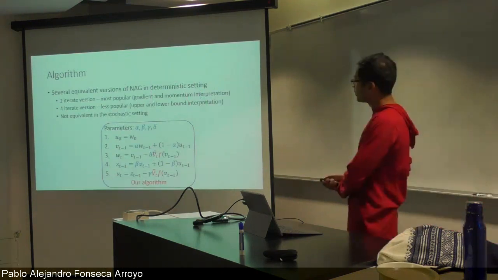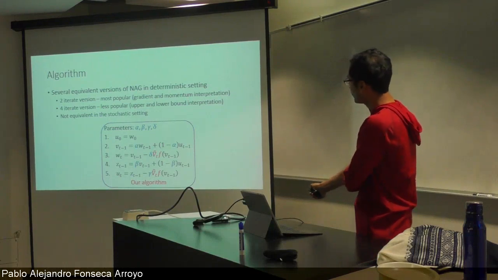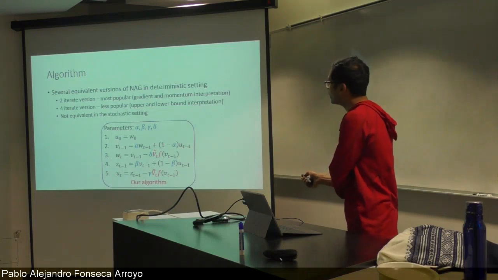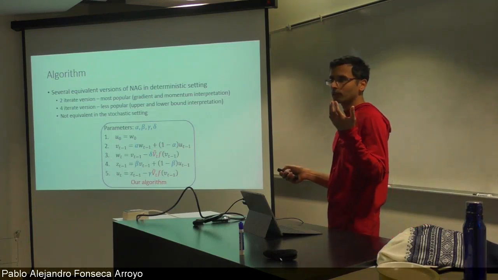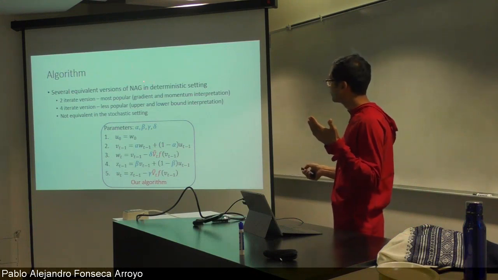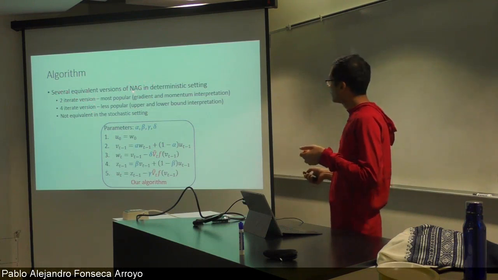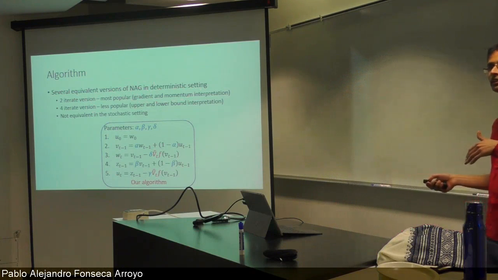So what is the algorithm that we use? It's hard to give a very good intuition, but let me try a high-level picture. The way that people convert deterministic to stochastic algorithms, for Nesterov accelerated gradient in particular, is that there is a 2-iterate version, which I told you about in the beginning, which has this interpretation of having gradient steps and momentum steps, and that's the one that's widely used in practice.